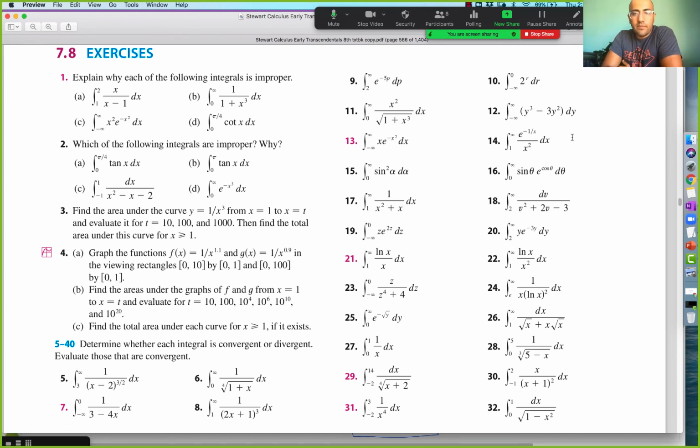All right, how about something in the tens? Any volunteers? Any questions on any of these? Has anybody had a chance to start the homework on any of these?